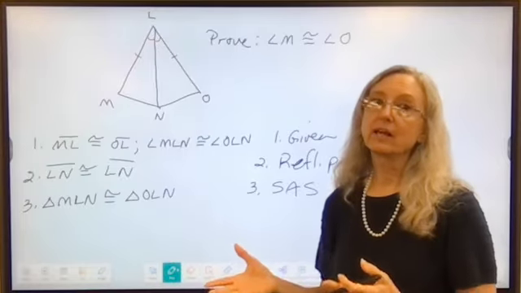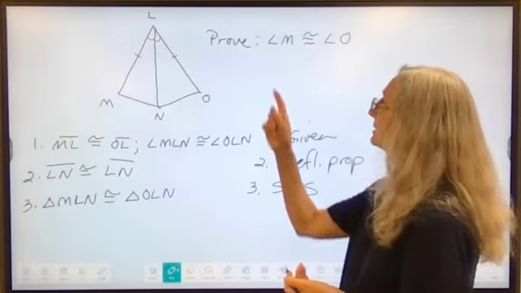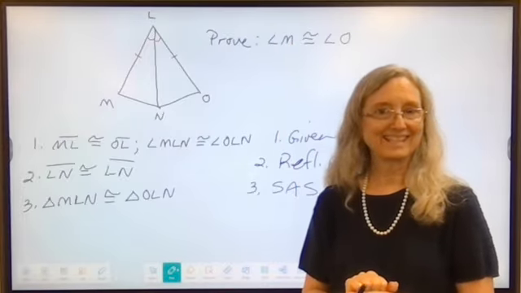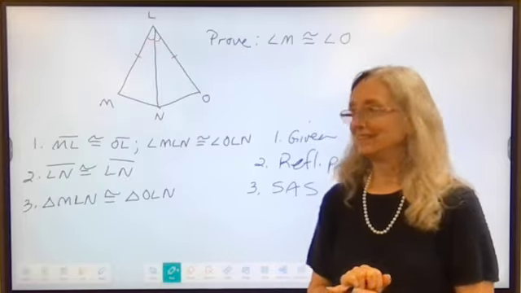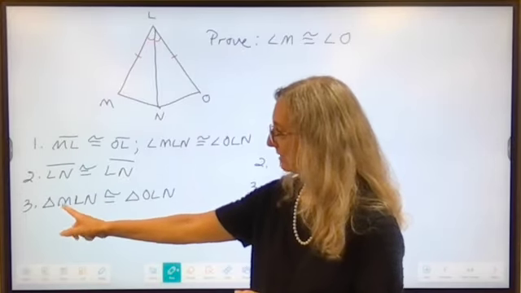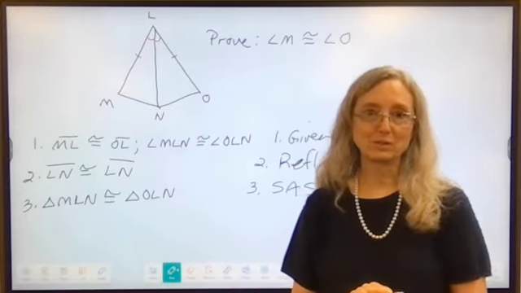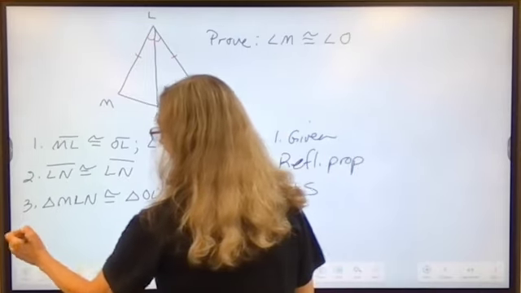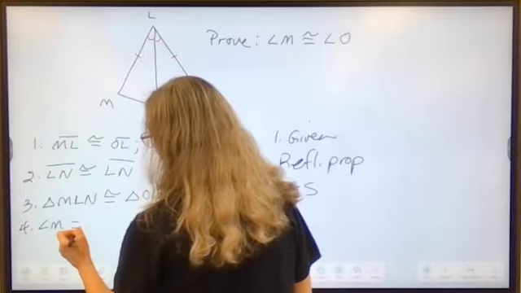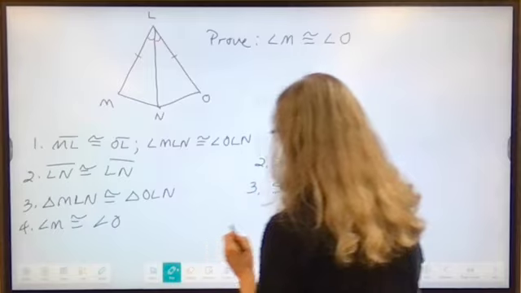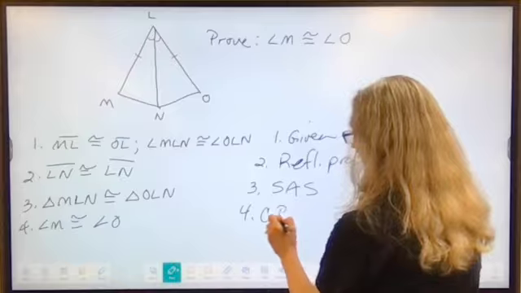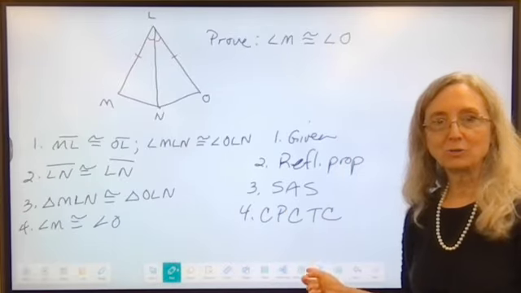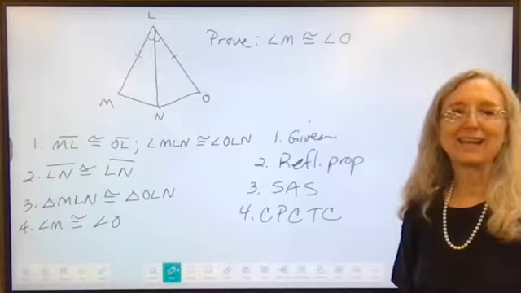Now, remember, that's not what it asked. It asked for me to say that angle M is congruent to angle O. Can I say that now? Yes, I can say that now because angle M and angle O are corresponding angles. So I would write angle M is congruent to angle O, and my justification, corresponding parts of congruent triangles are congruent, CPCTC, and I've done it.